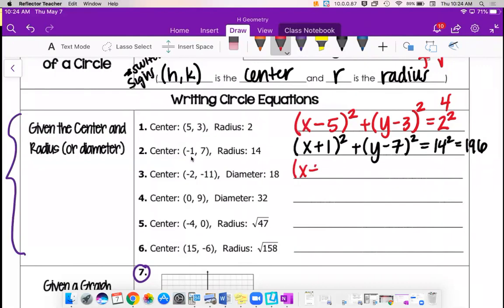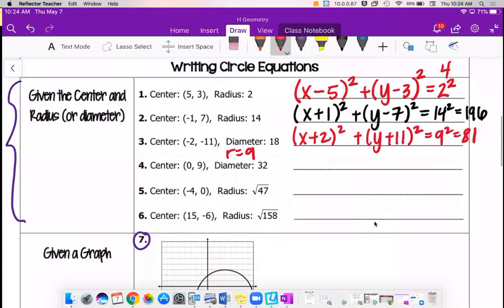Okay, this one, they're both negative. So this becomes x plus 2 squared plus y plus 11 squared. So they both become positives because we're switching the sign. And then this was kind of mean. They gave us the diameter was 18. So if we cut that in half, we really get the radius is 9. So then this would be equal to 9 squared, which we all know is 81. So you can write it either way. You don't need to write both of these, just one or the other.